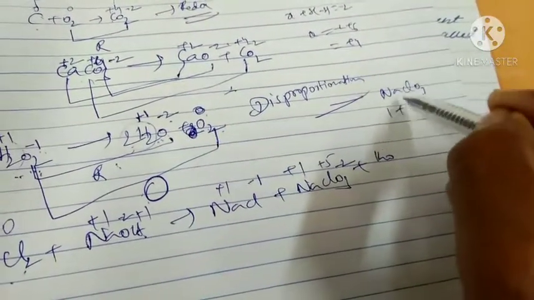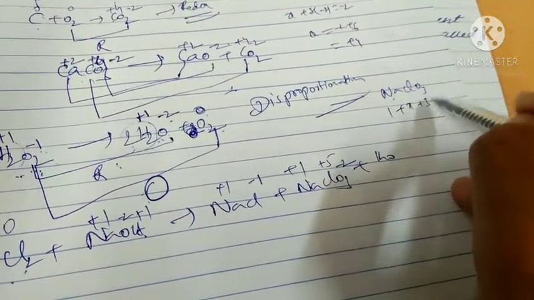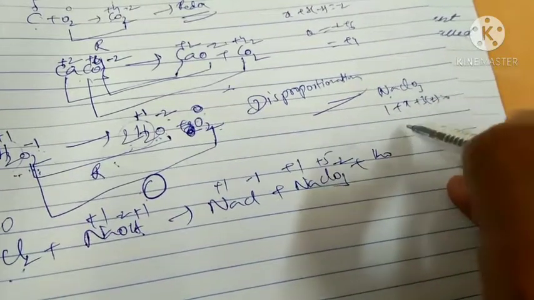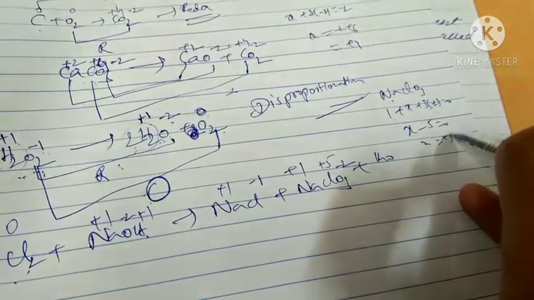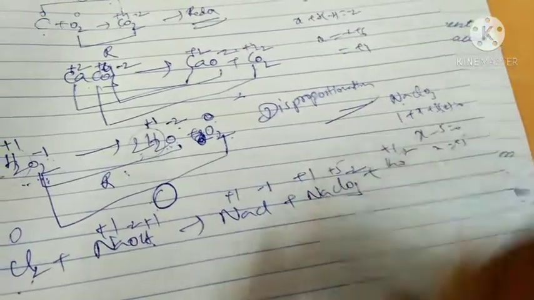NaClO3: Na is +1, because that is a 1A group element. x + 3 × (-2) = 0, so x - 6 + 1 = 0, meaning x = +5. Hydrogen is +1, oxygen is -2.